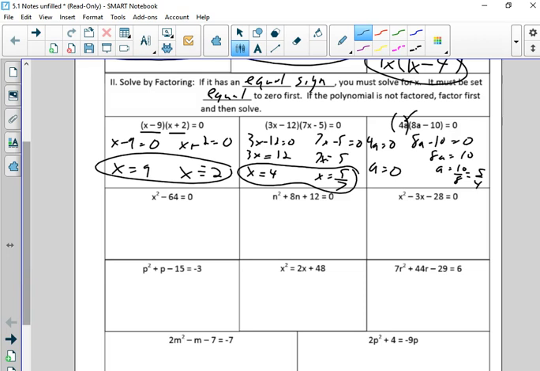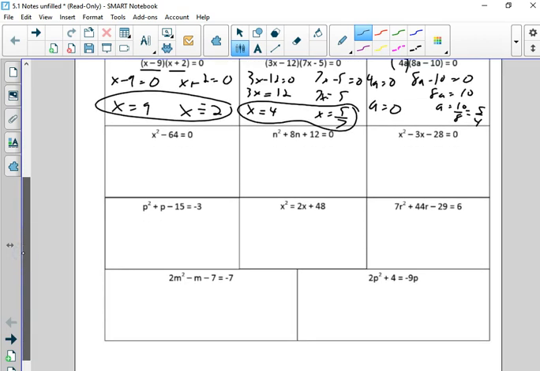Hint, hint. Anytime there's just a letter or a number with a letter outside the parentheses, one of your solutions is 0. Because it's just a letter, you're just going to say x equals 0. If it's negative 7x on the outside, divide by negative 7, you're going to get 0. So anytime there's a letter out there, it's just going to be 0.